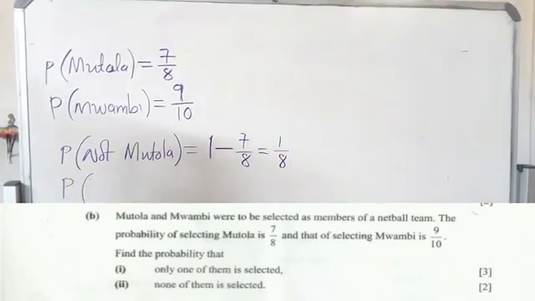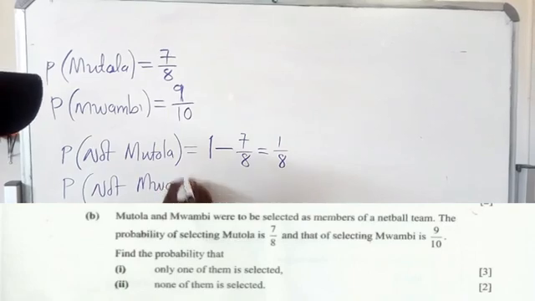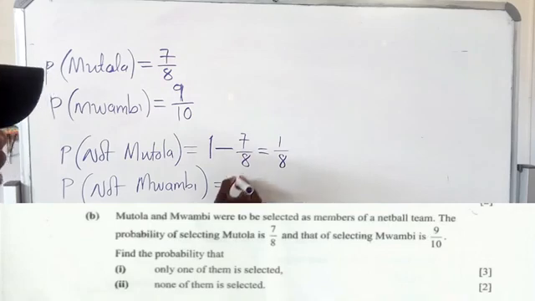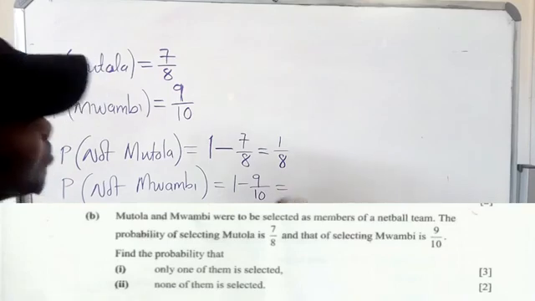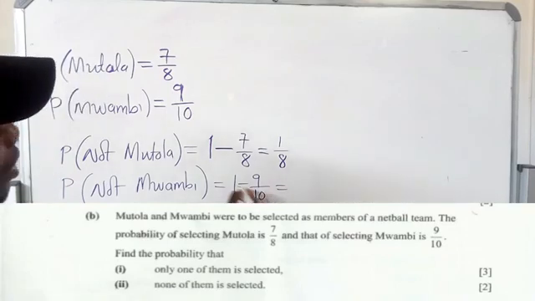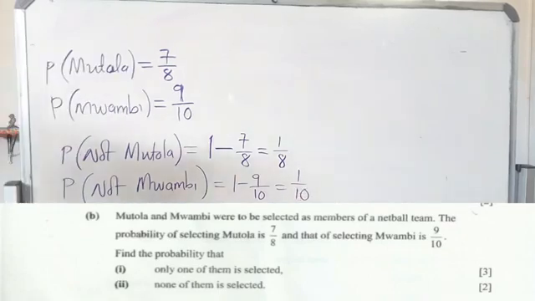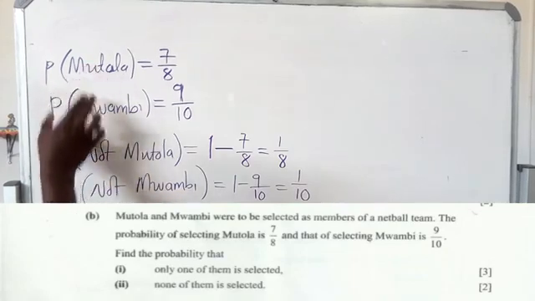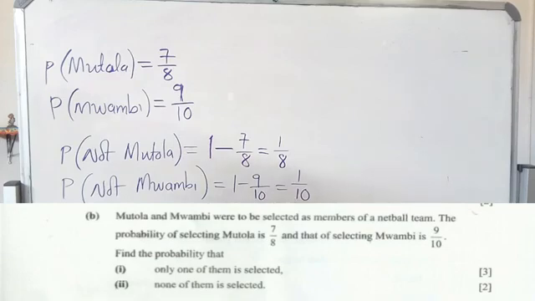Again, we also find the probability of not selecting Mwambi. We need these probabilities of not selecting in order for us to answer this question. So when you solve here, 1 minus 9/10, you have 1/10. So we now have the probabilities of not selecting these two. This one is 1/8. Mwambi is 1/10.